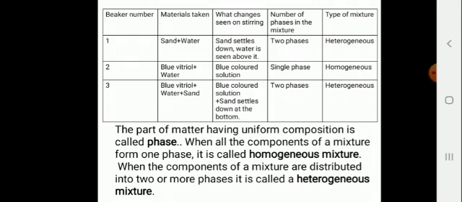What is meant by phase? The part of matter having uniform composition is called phase. When all the components of a mixture form one phase, it is called a homogeneous mixture.